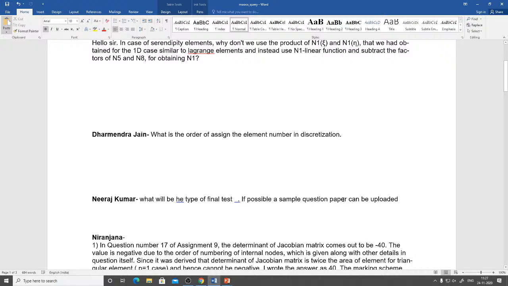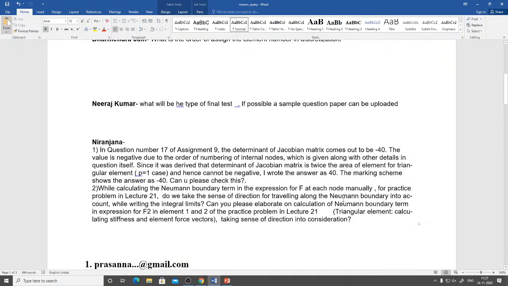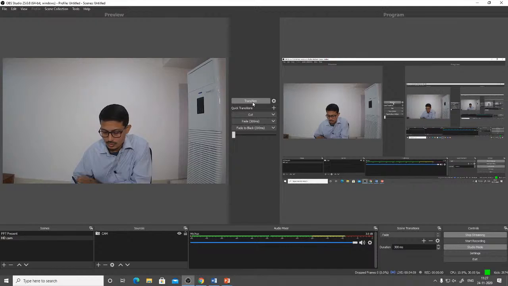Then Mr. Neeraj Kumar, what will be the type of final test? Okay, I think you wanted to mean the end sem question. So in this case, I'll suggest that you go through the practice sheets. Whatever assignments we are giving, we will not give something away from it. It will follow the same format that we are giving in the assignments. So I think there is no use of sample question, because that is what is coming in the form of assignments.